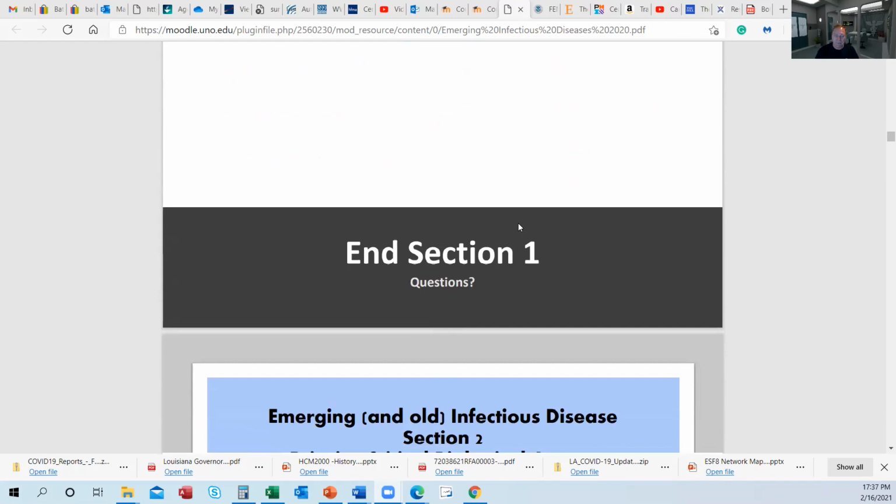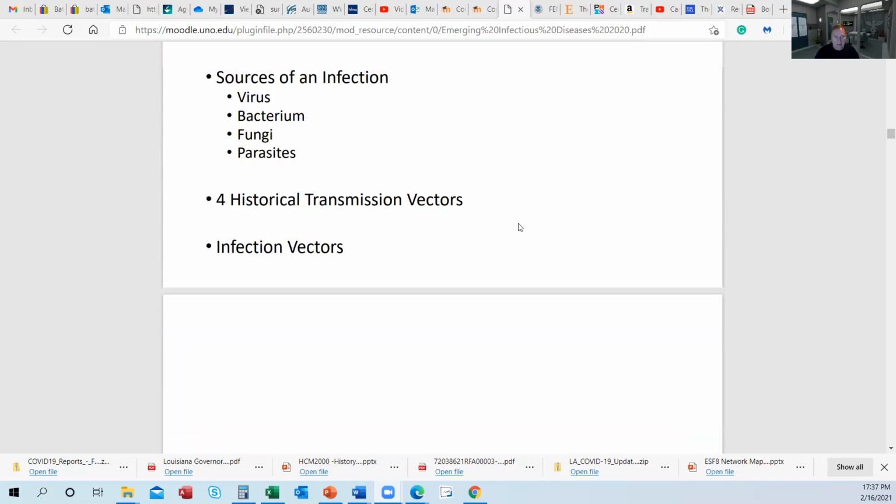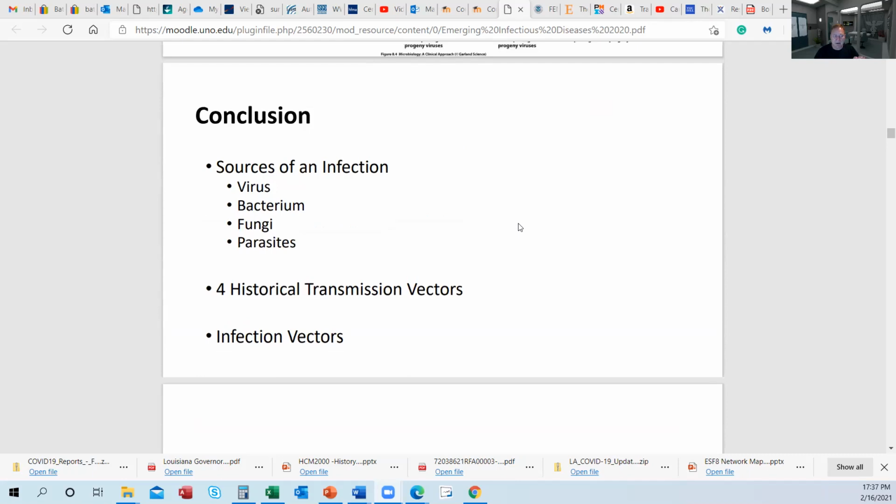And then again, if you have some time, I would encourage you to spend a little bit of time looking at the rest of the presentation. The big picture is this: understand the four types, the four primary sources of infection, and particularly focus on virus and bacteria, and understand how those types of infections can challenge us, and challenge us today, and will continue to challenge us in the future.